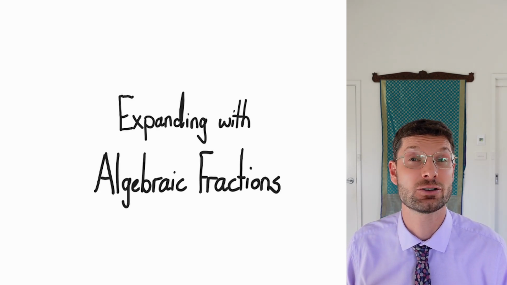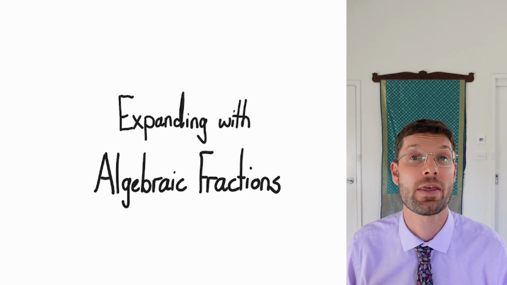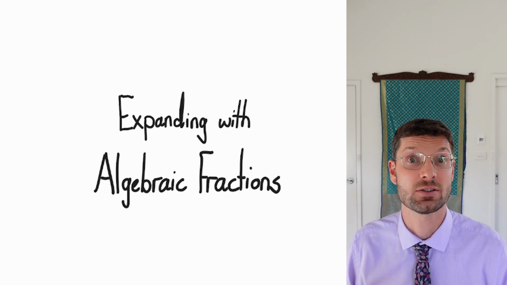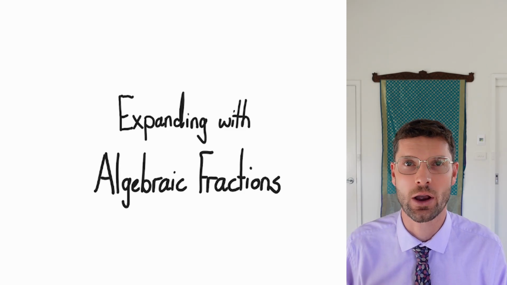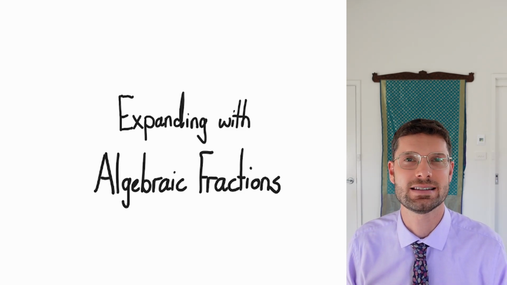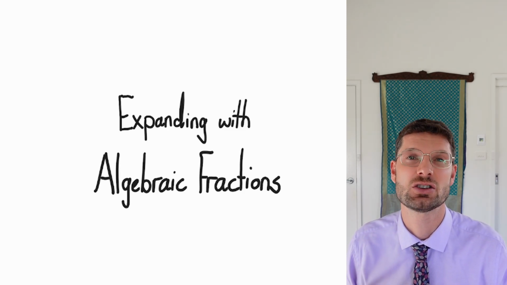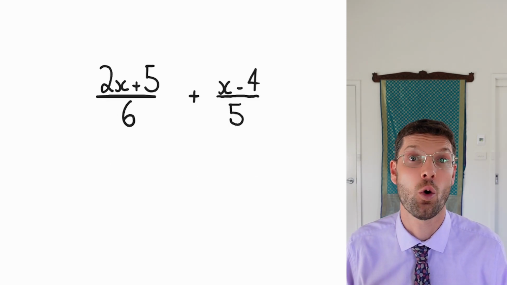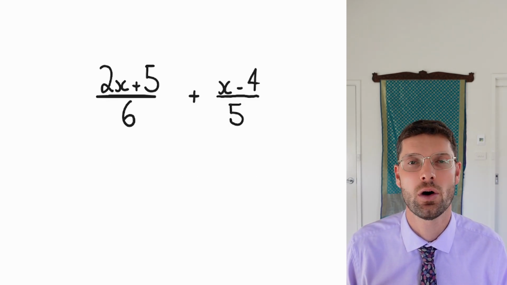Today we're going to look at how to expand in questions where there are multiple algebraic fractions. These questions sometimes look a little bit difficult because there's a lot going on, but we can really break these down into small steps so we know exactly how to do them. So we might have something like this: 2x plus 5 all over 6 plus x minus 4 over 5.